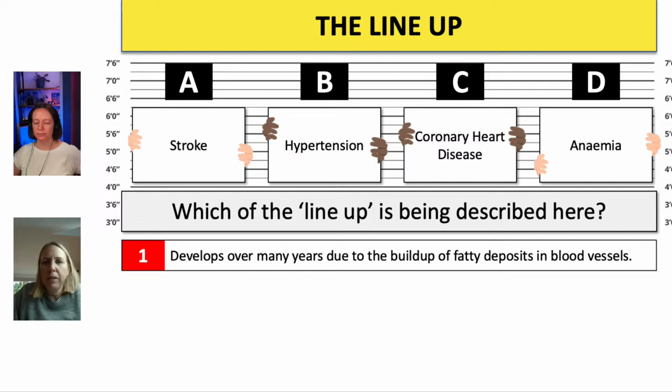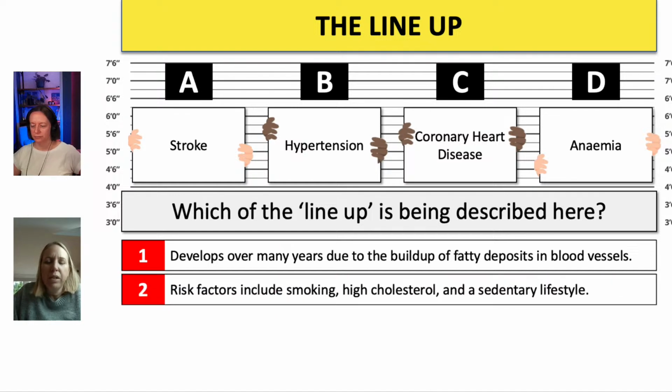Yeah, just pop A, B, C or D in the chat if you think we know which one this might relate to. Should we go for the next clue? Yeah, I think so. Risk factors include smoking, high cholesterol and a sedentary lifestyle. So I'm feeling like that is quite a risk factor for many of those conditions. Yeah. Sophia is saying C, coronary heart disease.